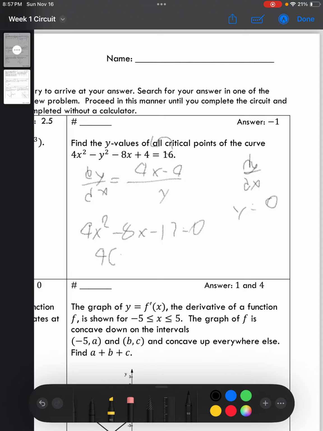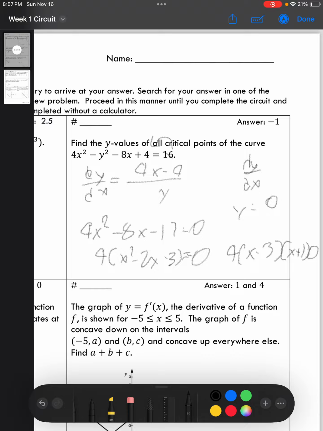Yeah, so then we can factor 4x squared minus 2x minus 3 is equal to 0. My goodness. And this would be like 4 times x minus 3, x plus 1 equals 0.